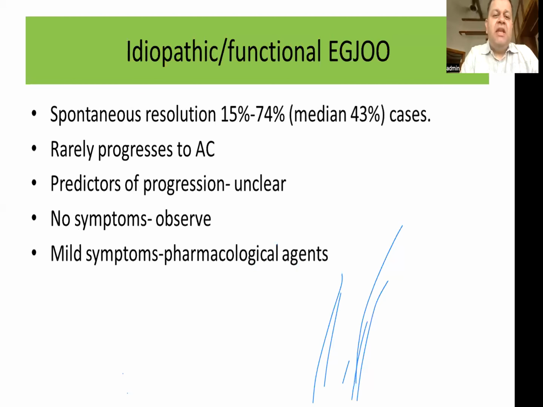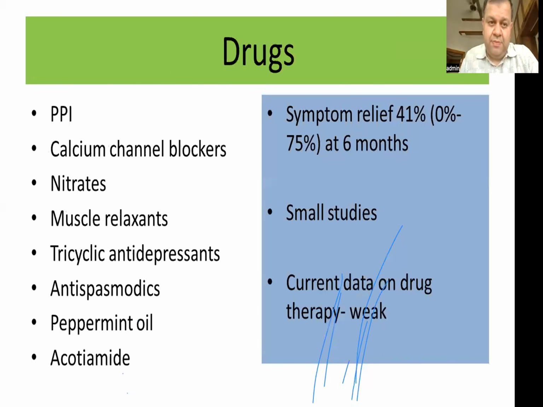Now, for patients who are having an idiopathic or functional EGJ outflow obstruction, it has been found that when we follow up these patients for a period of maybe 5 to 7 years, we observe a spontaneous resolution of symptoms in around 40% of patients. These disorders rarely progress to more serious or sinister motility disorders like achalasia cardia. However, in the patients in whom it progresses to achalasia cardia-like illness, the predictors of progression are unclear. So if a patient has a functional EGJ outflow obstruction but does not have really any symptoms, we should just observe the patient. And for patients with mild symptoms, pharmacological agents should be used.